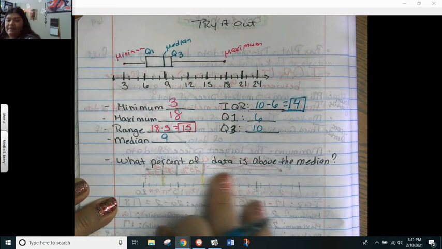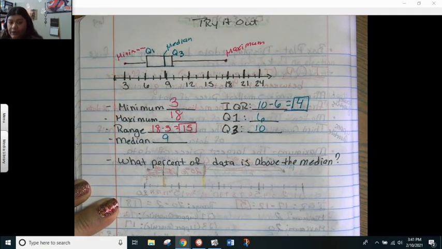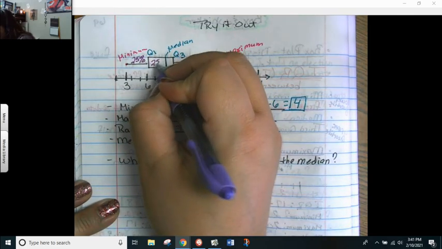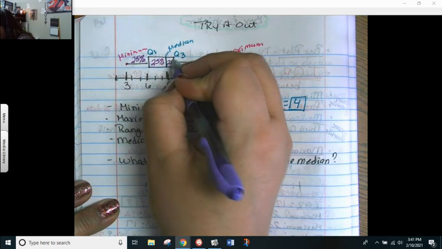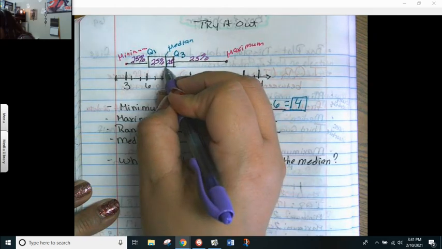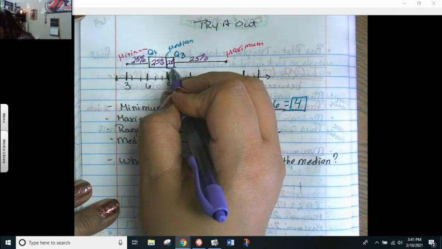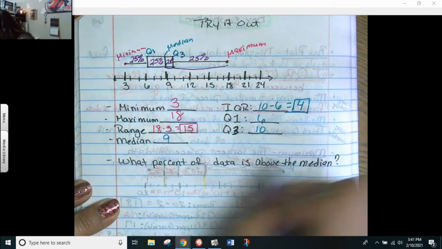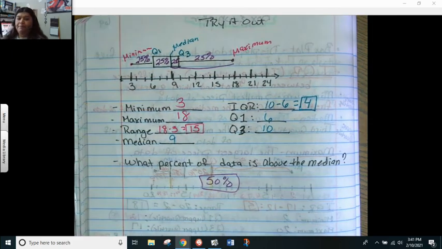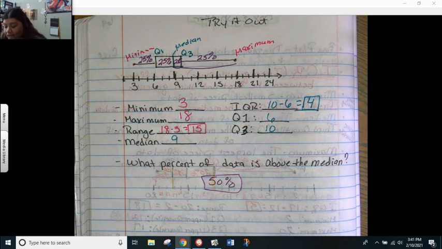What percent of data is above the median? Okay, so here's my median. And if you remember, this is 25%. This is 25%. 25%. And 25%. So above the median would be 25 plus 25, 50%. Half is above the median. Okay, so see how you did on that one.